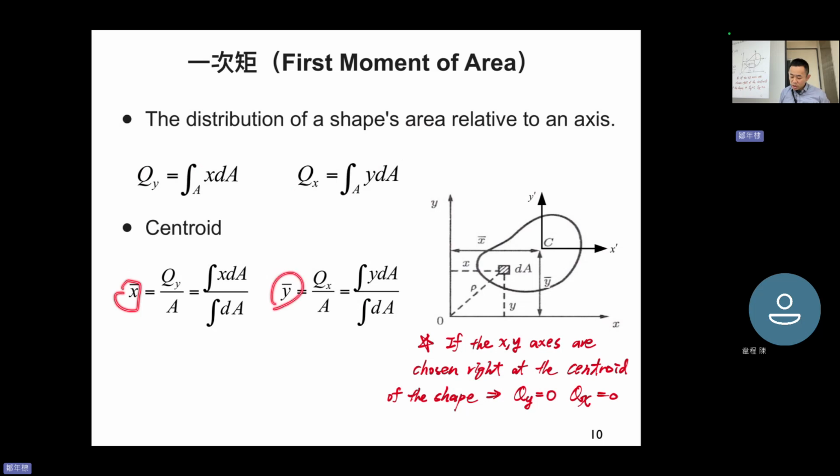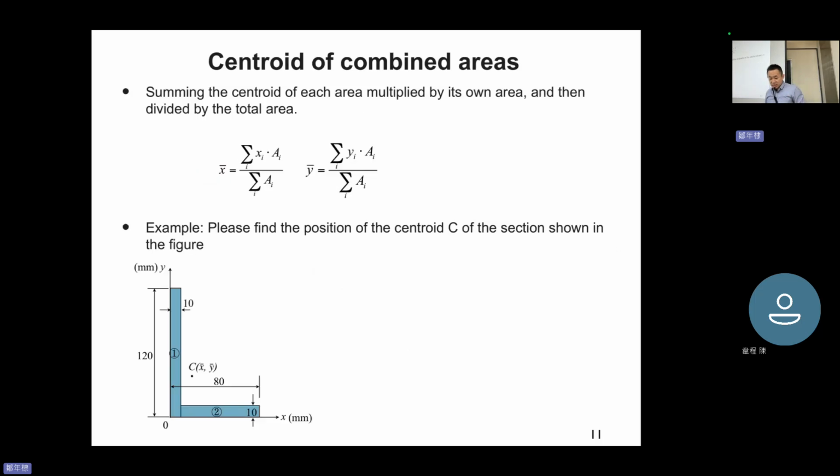So this x bar and y bar is actually the relative position between the centroid and the origin you choose. So if the origin overlaps with your centroid, of course, x bar and y bar equal 0. All right. Next, centroid of combined areas. Okay.